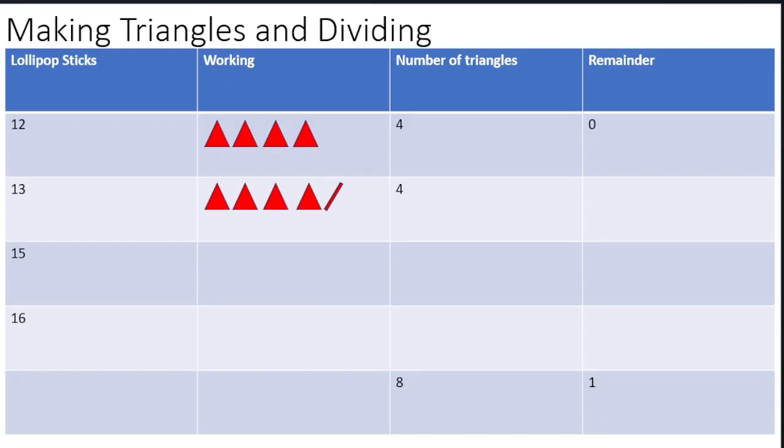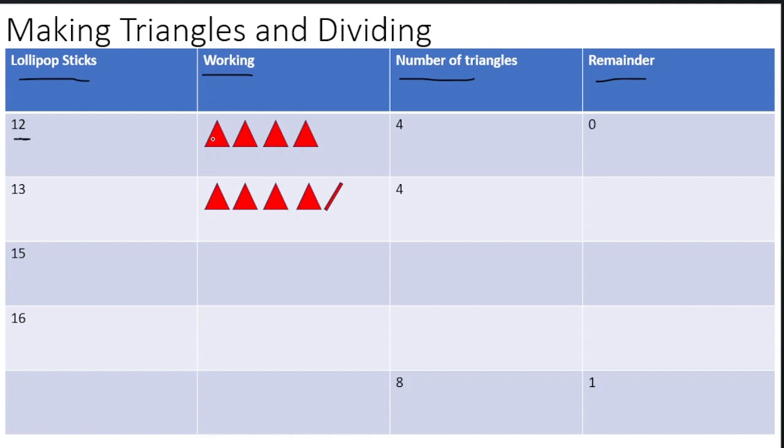So moving on to this, here we can see that we have the number of lollipop sticks at the top, the triangles that it makes in the next box, and then the number of the actual triangles that are in that box, and then a remainder if there is any. Just to run through the first example, it's done there for you already. We have 12 lollipop sticks, okay? And remember, 3 lollipop sticks is one triangle.